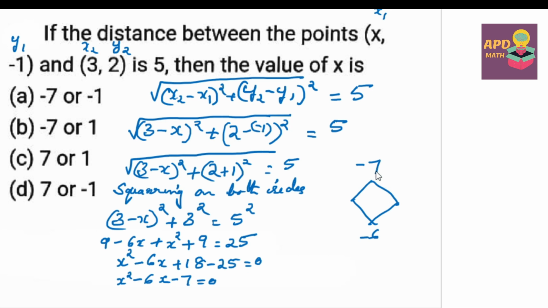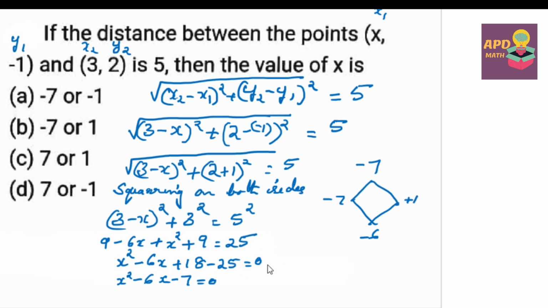So the product I have written there. And the sum is the coefficient of x. The coefficient of x is minus 6, so the sum is minus 6. So we have to find two numbers such that their product is minus 7 and the sum is minus 6. That is minus 7 and plus 1.